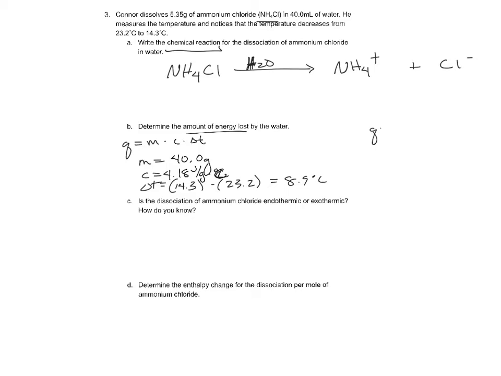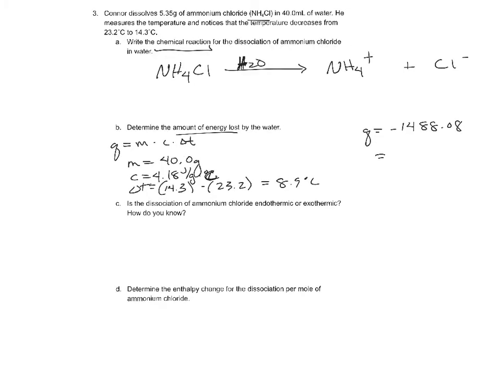So Q is the question, how much energy is gained or lost by the water. If you did all this math in a calculator, you get 1,488.08. Based on the rules for significant figures, we have 3 significant figures, so that's negative 1,490 joules.